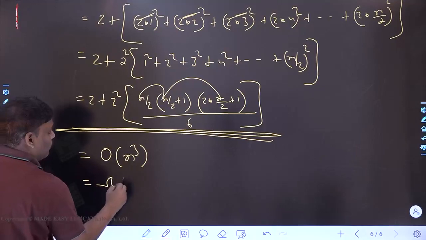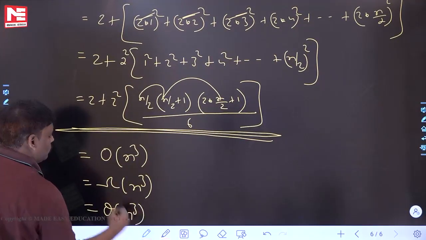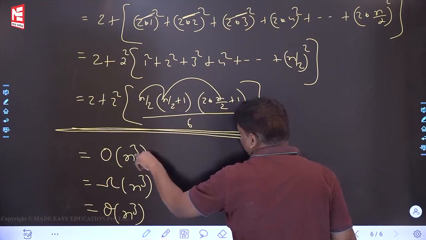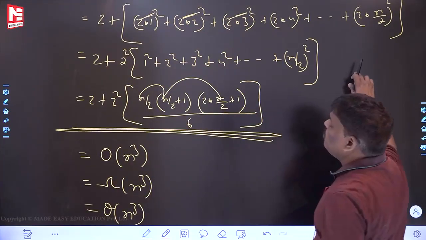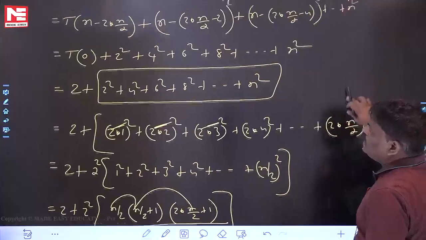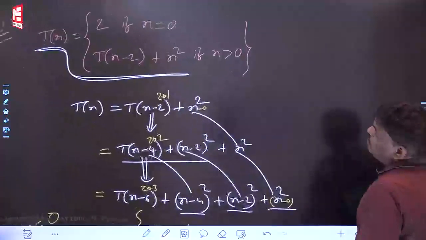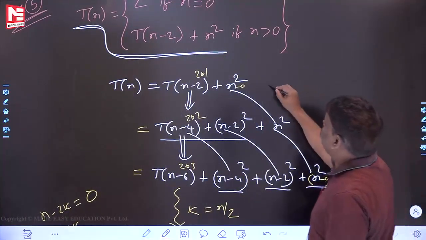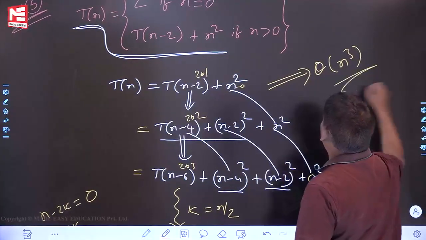You can write omega of n cube also. Theta also you can write. So this is the actual answer. Upper bound is n cube, lower bound is n cube, so theta of n cube. This problem is the same as the previous problem, the only thing is the series is changed. All will be similar. This is example number 5. What is the answer to this problem? Theta of n cube or big O of n cube, whatever it is.